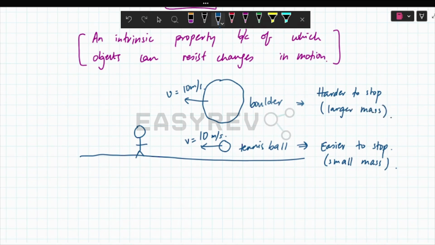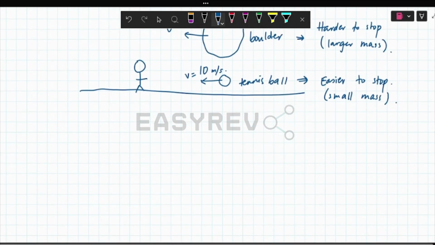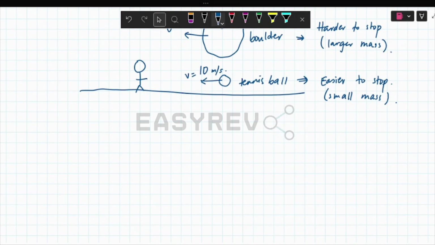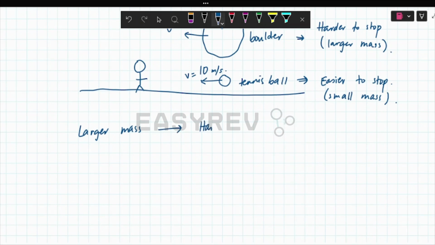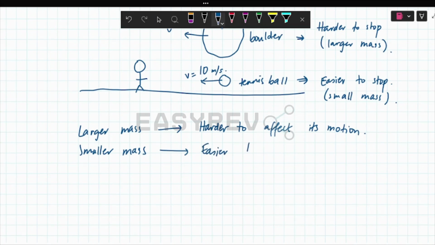So now we're presented with this general understanding that the more mass an object has, the harder it is to stop, and the smaller the mass is, the easier the object is to stop, right? So what we've concluded here is this: the larger the mass of an object, the harder it becomes to affect its motion. Whether that be slowing down a moving object or starting the motion of an object, whatever kind of effect you're trying to bring, it will be harder to do so for an object that's heavier or has a larger mass. And vice versa would be the case if you had a smaller mass. A smaller mass is basically one where it's easier to affect its motion.